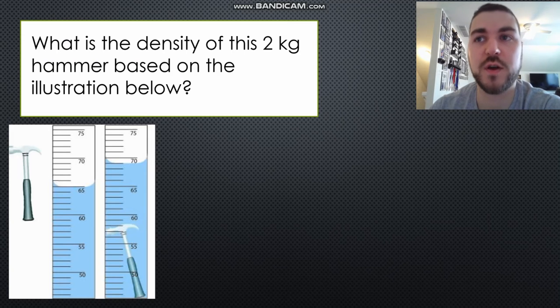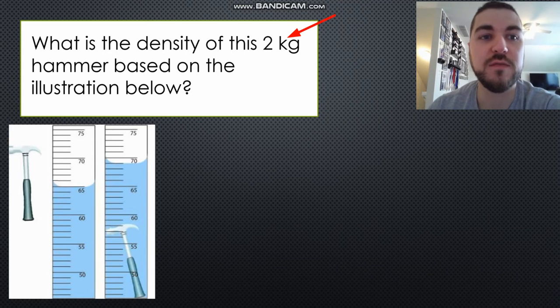Let's take a look at water displacement. This is actually pretty easy to figure out, but it does require a little bit of lab skills because you're going to have to be reading, for the most part, a graduated cylinder for these types of problems. So in the box up here on the screen, it talks about a situation with a hammer, and it says, what is the density of this 2 kilogram hammer based on the illustration below?